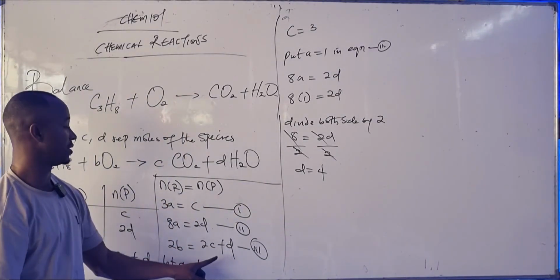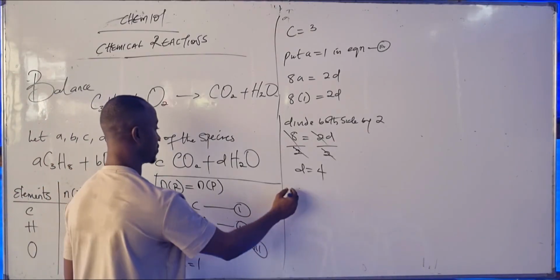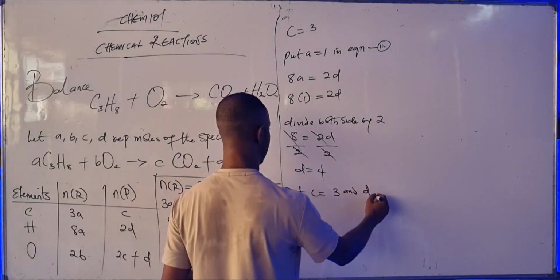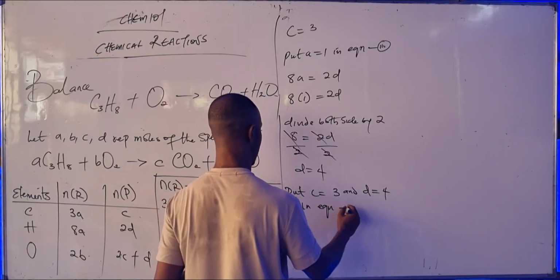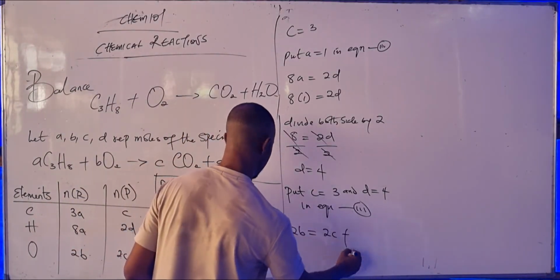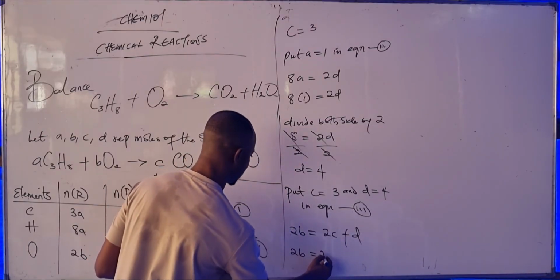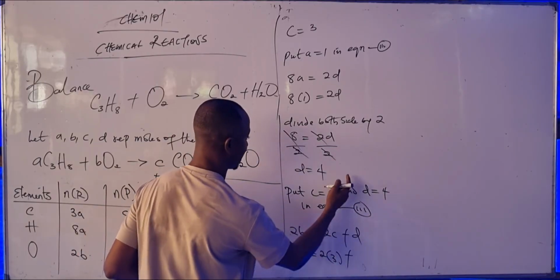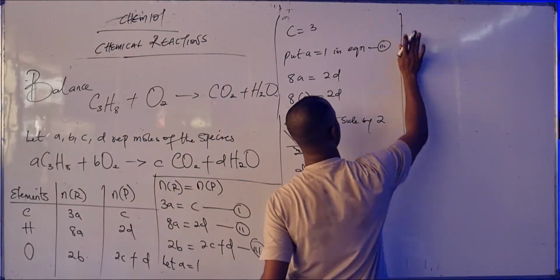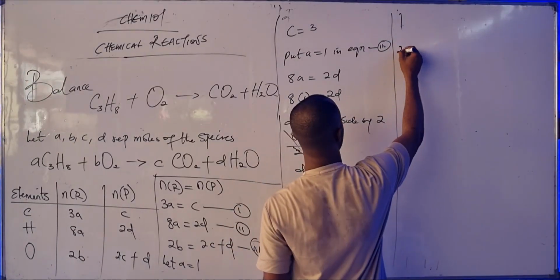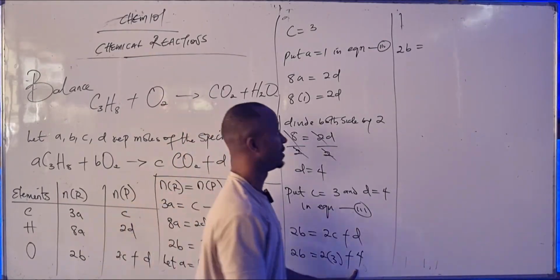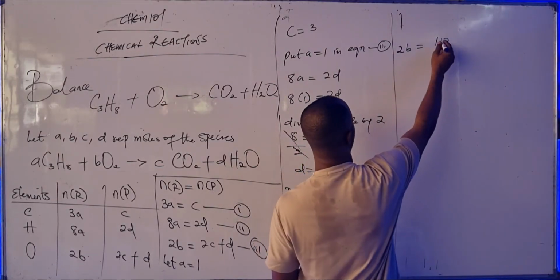Now we have gotten the value of D and the value of C. Let's solve for B. So we put C equals 3 and D equals 4 in equation 3, right? Equation 3 says 2B equals 2C plus D. So we have 2B equals 2 times C, which is 3, plus D, which is 4. Are you getting it? 2 times 3 is 6. 6 plus 4 is 10. So let me solve for our B.